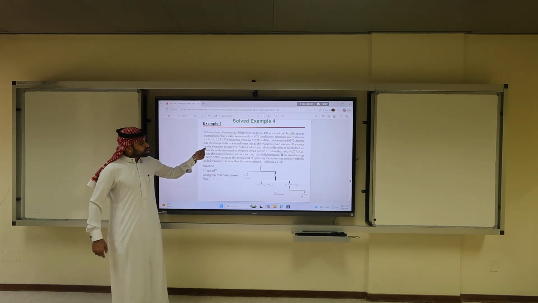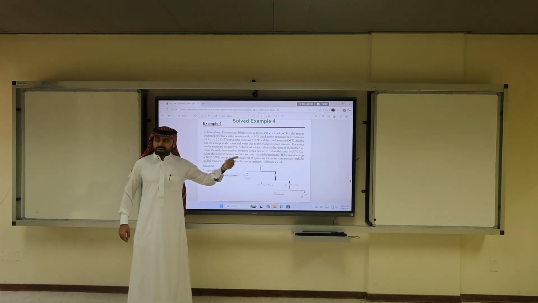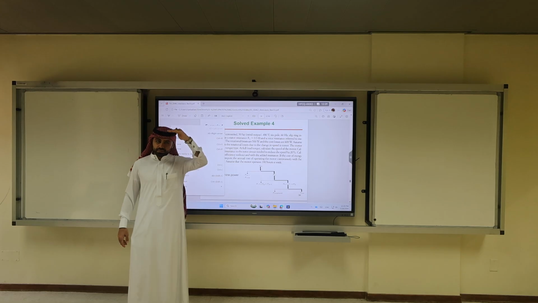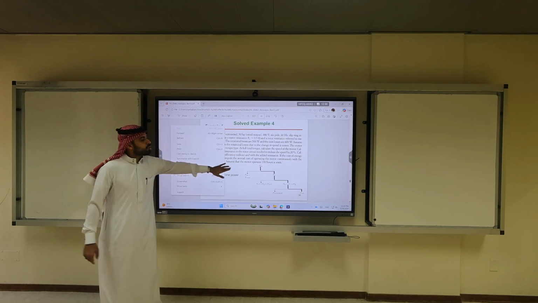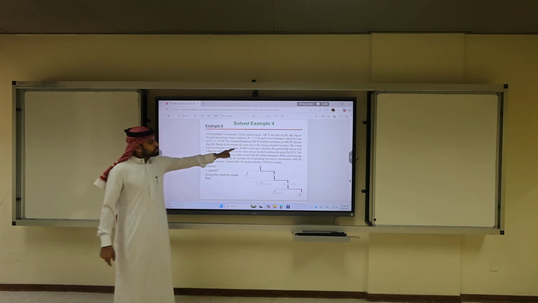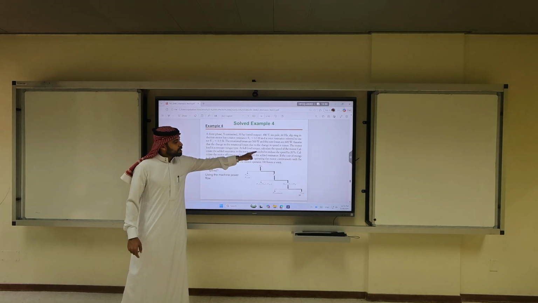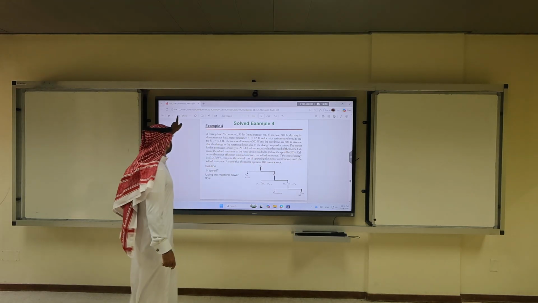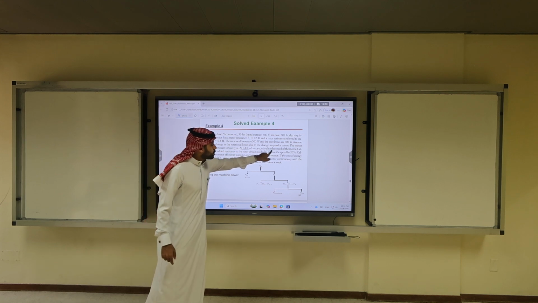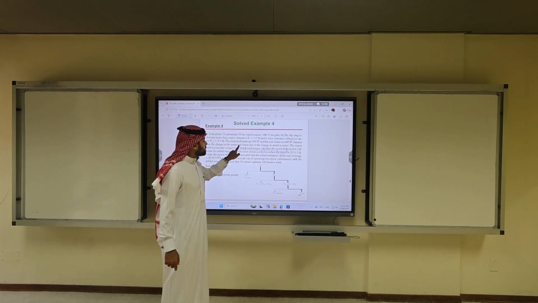The motor load is constant torque type. So what does that mean? It means if you compare any two operating points, the two torques ratio would equal 1, because it's a constant torque. At full load torque, calculate the speed of the motor. That's the first question.